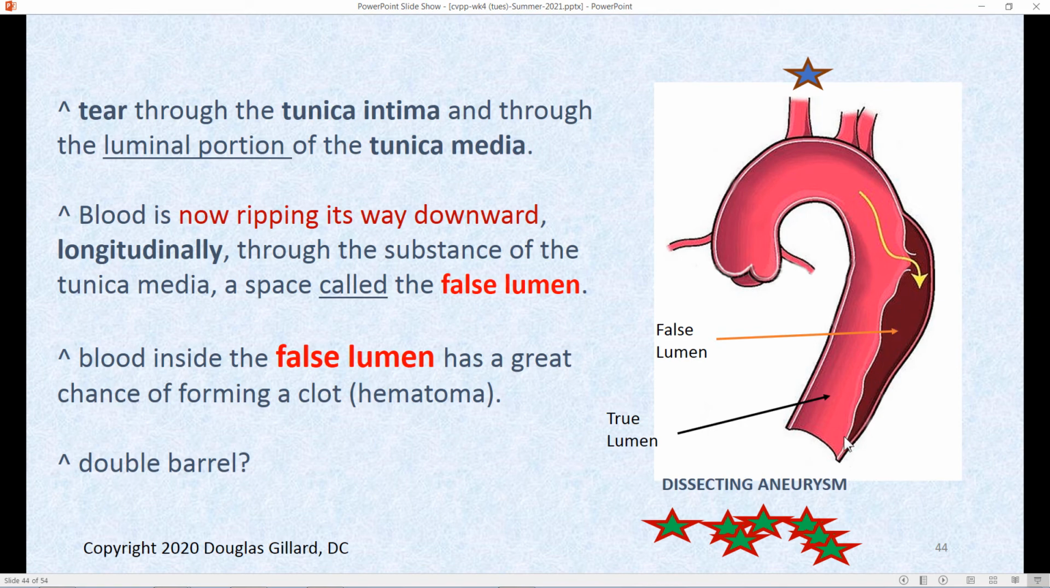It's going to rip right back in. That's called double barreling. But in the meantime, while you're waiting for it to rip back in, which could take days or weeks or months, what's going to happen to a lot of this blood in here? It's going to clot. So you're going to have a whole bunch of clots that form. You can call these clots, you should call them hematoma, though.